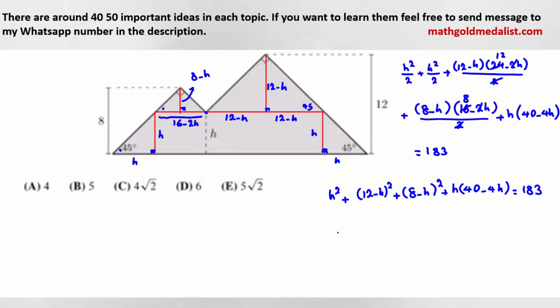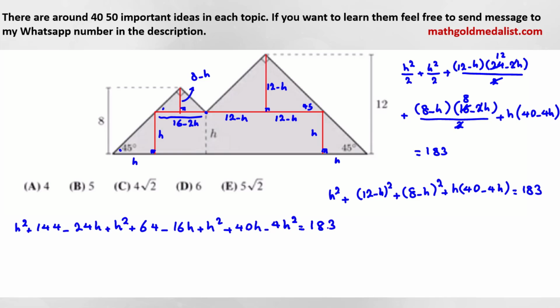Now let's expand this part. Okay, so we have h squared. If we expand, we can say a minus b squared. We should use that identity. So let's apply. Here, h squared, first one, 144 minus 2 times 12 times h, 24h plus h squared. Plus 64 minus 16h plus h squared. Next one is 40h minus 4h squared is equal to 183.